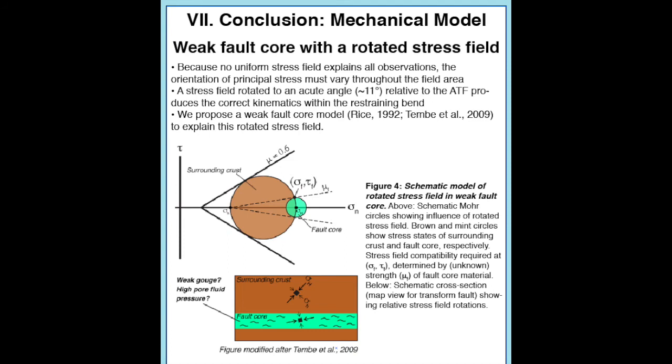We suggest first that the stress field at the fault core must be rotated relative to that of the surrounding crustal volume. A rotated stress field would allow for all of the faults to experience different stress conditions, allowing for all the kinematics we've recorded in the field to coexist. By invoking a weak fault model, we can also explain the substantial deformation partitioning we observe in the field.